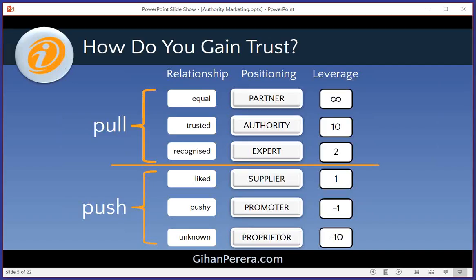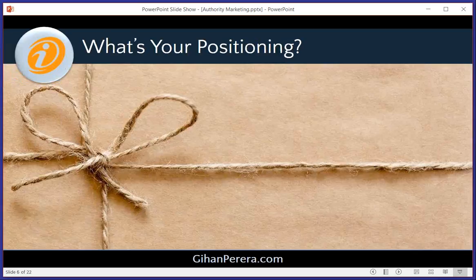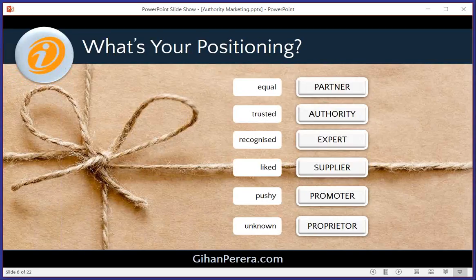Okay, so I hope that makes sense. What I would like to know is what's your positioning? So, as I said, think about a product or service that you are now thinking of launching or you have launched to a market. And for that specific product or service, what's your positioning? Which of these 6 levels are you at?